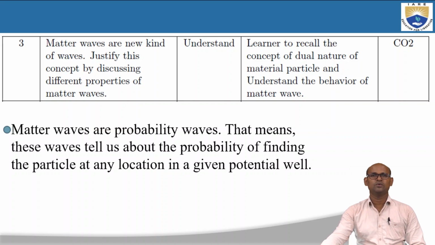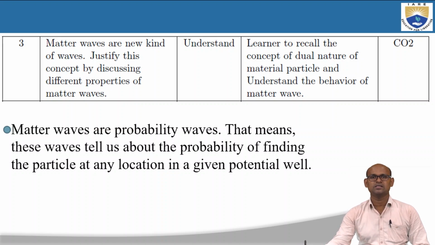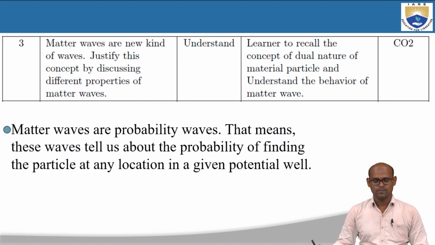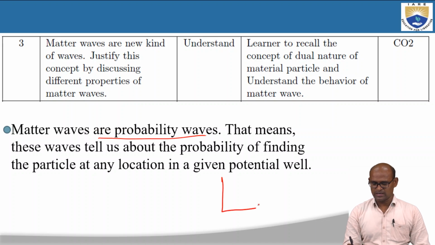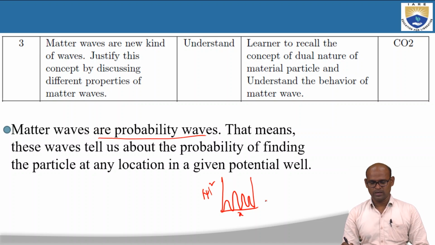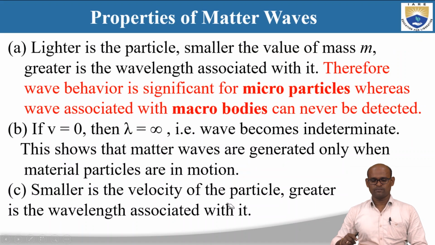Coming to the third question: matter waves are a new kind of waves. Justify this concept by discussing different properties of matter waves. Matter waves are actually probability waves. We know that matter waves are not light waves and not sound waves; instead they are probability waves. That means matter waves tell us about the probability of finding the particle at any position x. So we need to discuss the different properties of matter waves.